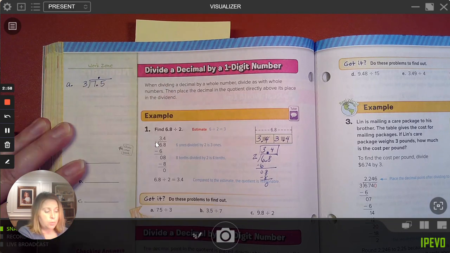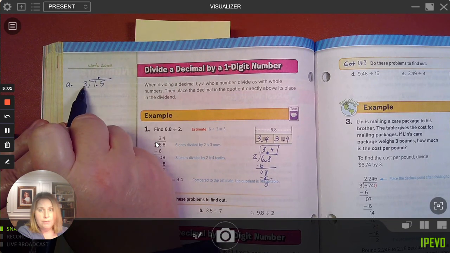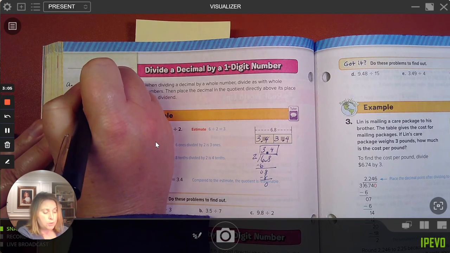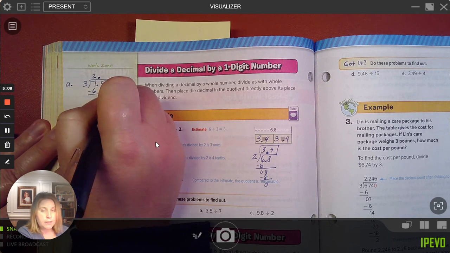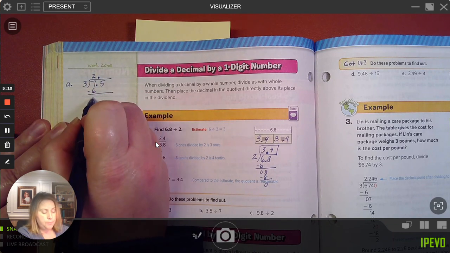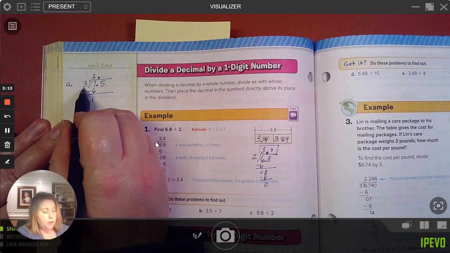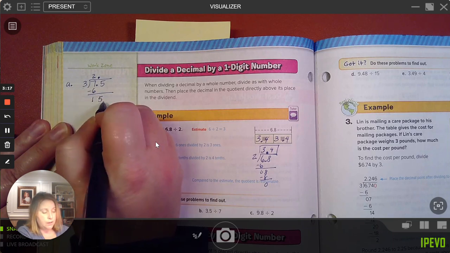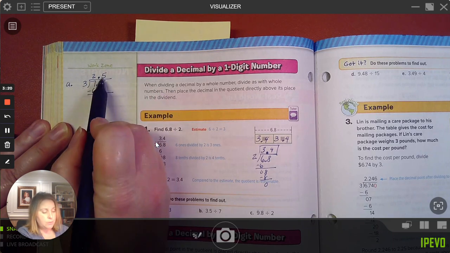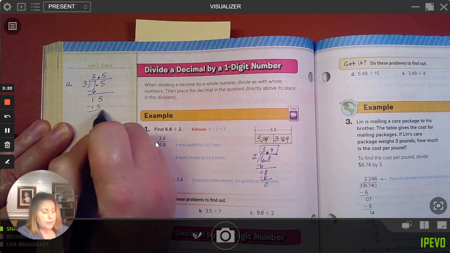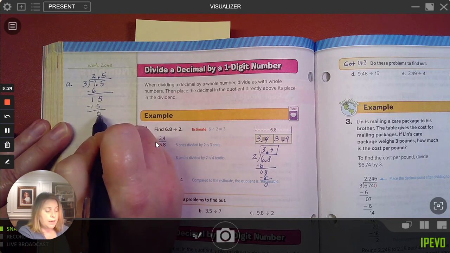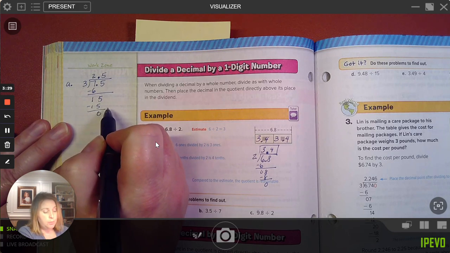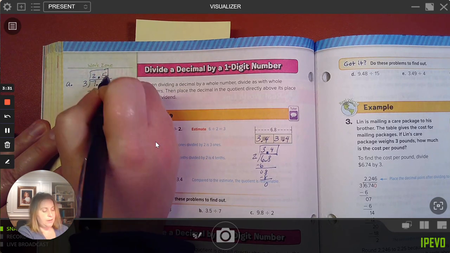Then we divide like normal. Does 3 go into 7? Yes. How many times? 2 times. 2 times 3 is 6. Then we subtract. 7 minus 6 is 1. Great, that's less than 3. And then we bring down our 5. 3 goes into 15 5 times. 5 times 3 is 15. We subtract and get 0. So we have 0 here and we don't have any more numbers to bring down, so we know we're finished with that problem. So our answer is 2.5.